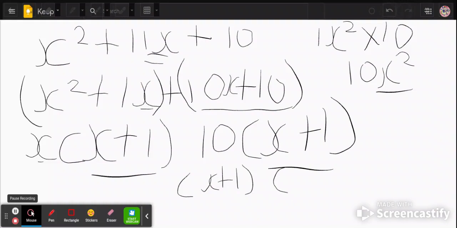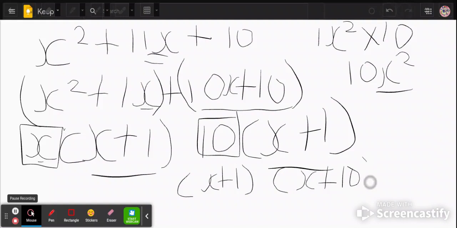Along with, we're going to take out what we get outside of the bracket, right? Also, that would be x plus 10. So that's our answer: x plus 1 bracket x plus 10.